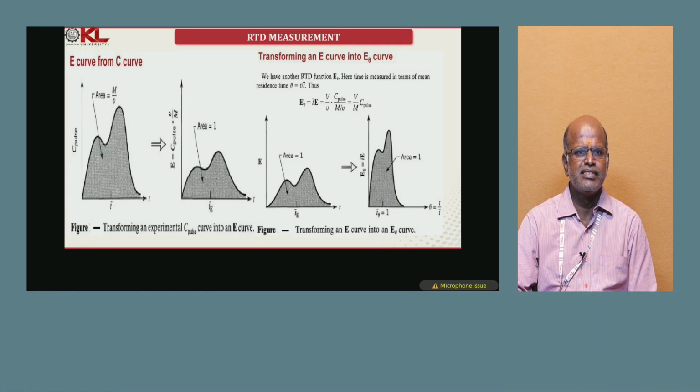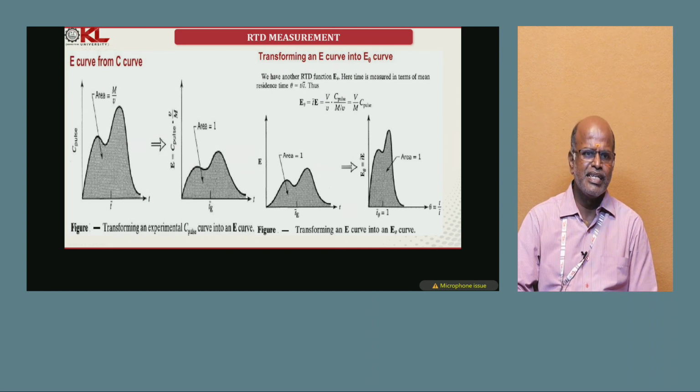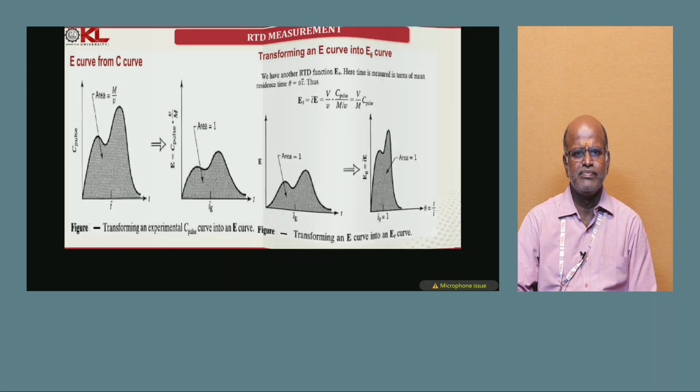The next topic is the E curve and C curve. All these things will be done experimentally in the lab, and based on the data you take and the graph you draw, you will estimate the residence time distribution.